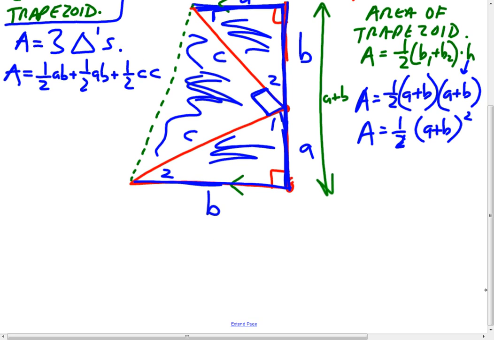Therefore, all of this must equal all of this. Let's combine this a little bit. If I got half AB and half AB, what does that combine together to form? If you got half of an AB and then another half of an AB, what do you end up with? A whole AB? And let's write this as 1/2 C squared.